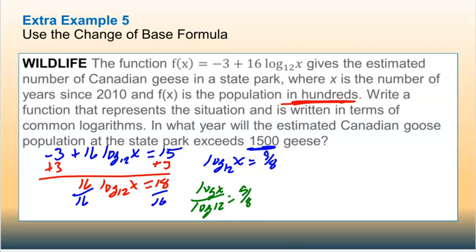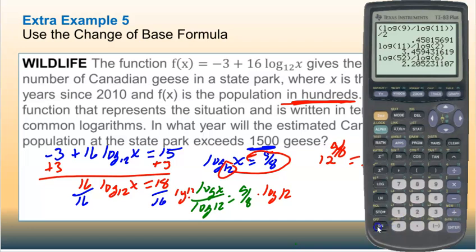What I'm going to do, the quicker way of solving for x, is I'm going to do base 12 raised to the 9/8 power, and that's going to give us our x. Otherwise, on the other side, you would just have to multiply by a log of 12 on both sides, and then simplify from there. But again, writing it as an exponential is going to make it a lot quicker. So if I grab my calculator, I have 12 raised to the 9/8. That's going to give us about 16 years.